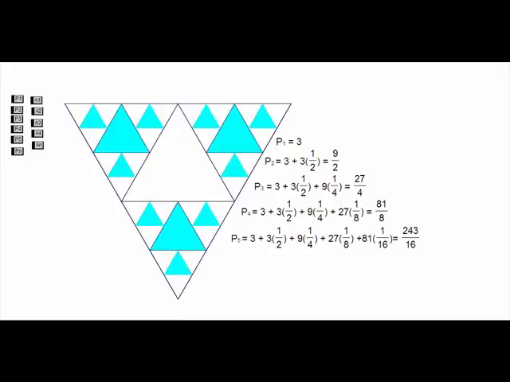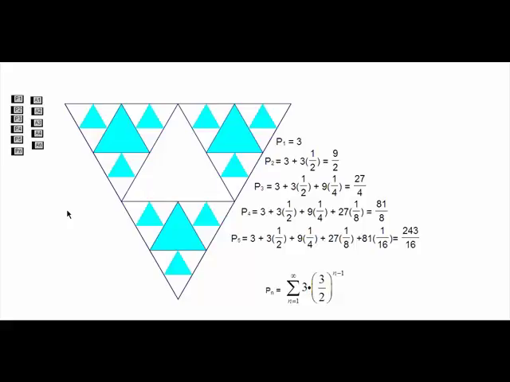We begin to see a pattern and can now derive a basic formula for the perimeter. Let us call this Pn. By looking at the pattern, we can derive Pn to equal the summation from n equals 1 to infinity of 3 times (3/2) to the n minus 1 power.